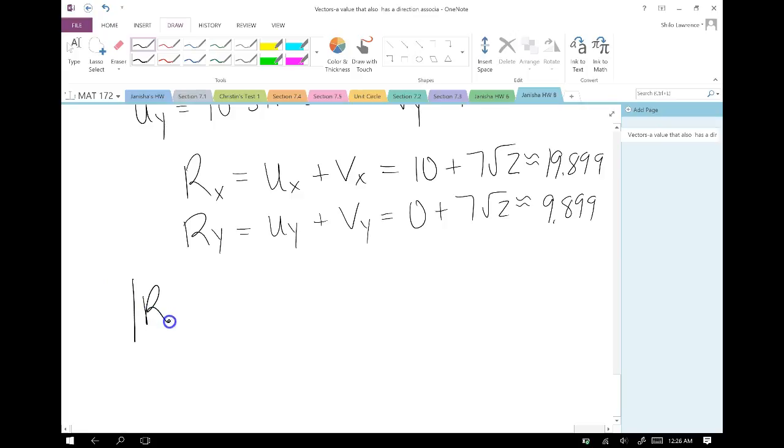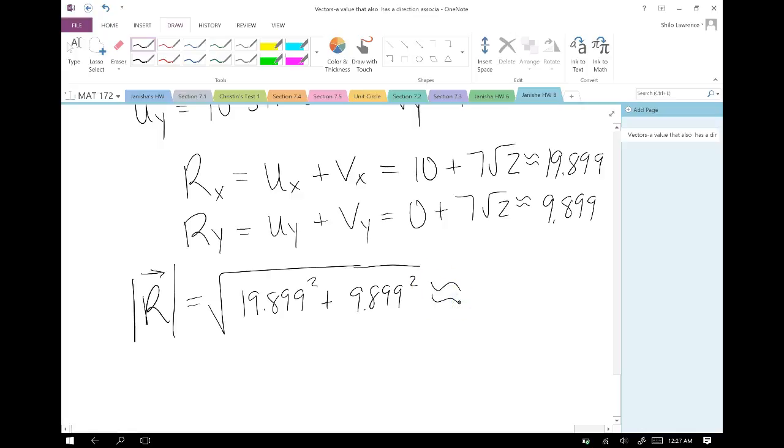So the magnitude of our answer we get just by doing the Pythagorean theorem. So it's the square root of the sum of the squares of the legs. So 19.899 squared plus 9.899 squared, and then we'll square root it. And this is the first answer that MyLabs Plus is asking for, and it says we can round it to the nearest tenth. And I got about 22.2.